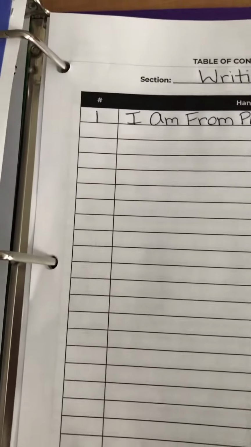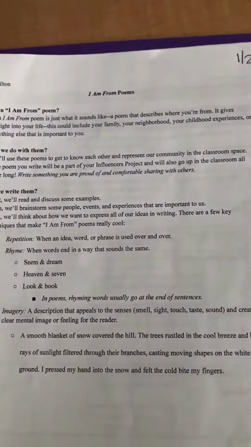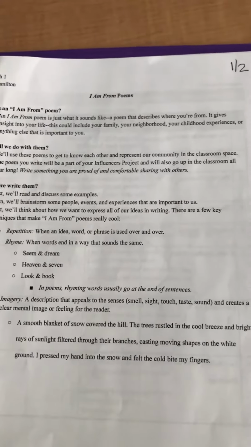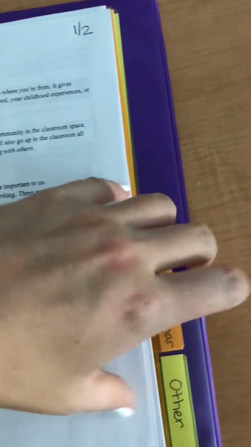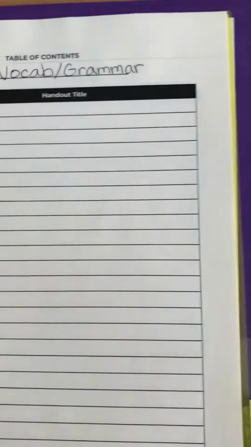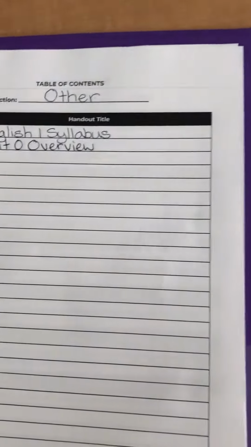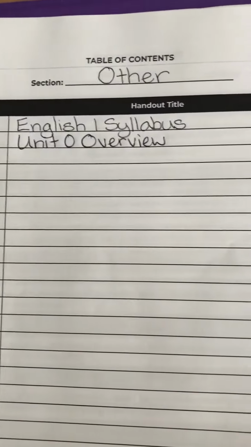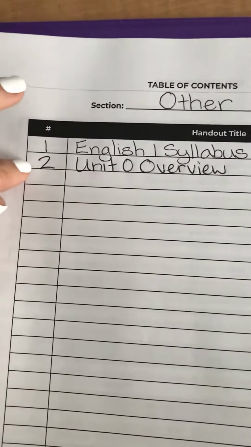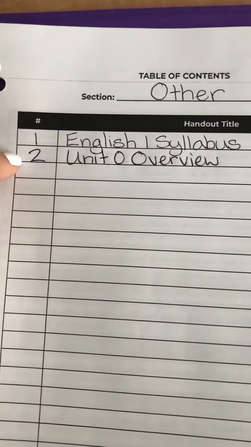In the writing section, I've got number 1, I am from poems and writing at the top. And then I've got my I am from poems next. Our vocab and grammar section is blank because we haven't had to add anything to that yet, but just go ahead and leave a table of contents page there for when we need it with vocab and grammar at the top. In our other section, we should have other at the top. This is just sort of where we put things that don't really fit into any of the other categories, such as the syllabus, which is number 1, and the Unit 0 overview, which is number 2.